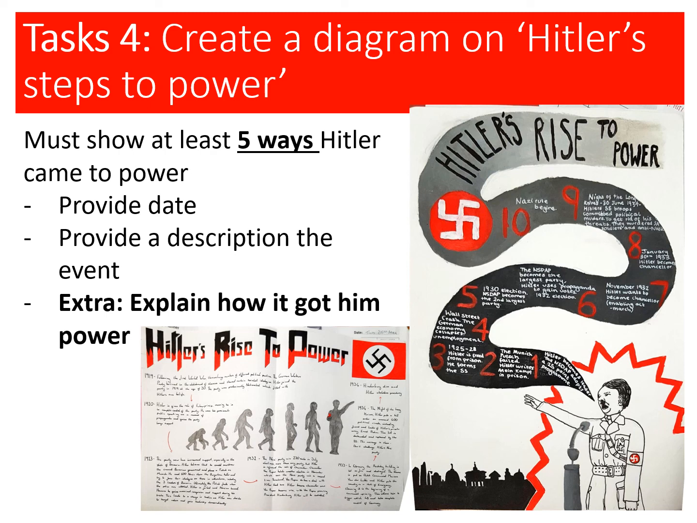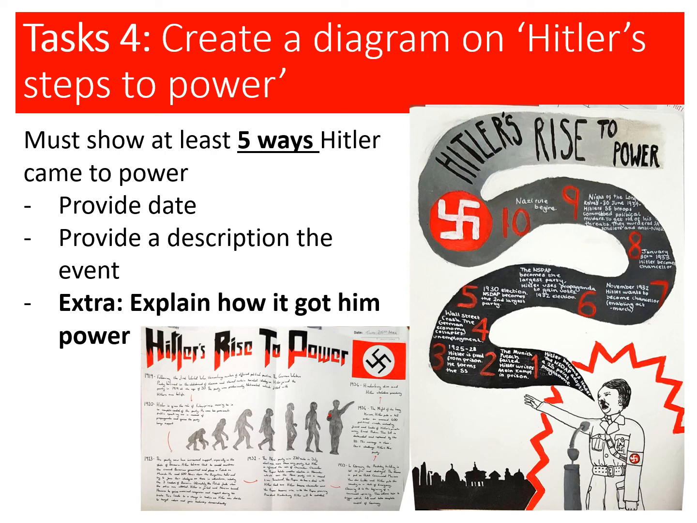For each one, can you provide the date? Just the year is fine, you don't have to do the month. Provide a description of the event. If you're doing the Munich Putsch 1923, just do a very quick look at the ones in the examples. They don't have to be big. You could say Munich Putsch, Hitler tries to take over the Weimar government. Then, as an extra, and I would suggest we all do this, explain how it got him power. So Munich Putsch, Hitler tries to take over the government, it makes him famous. Something like that.